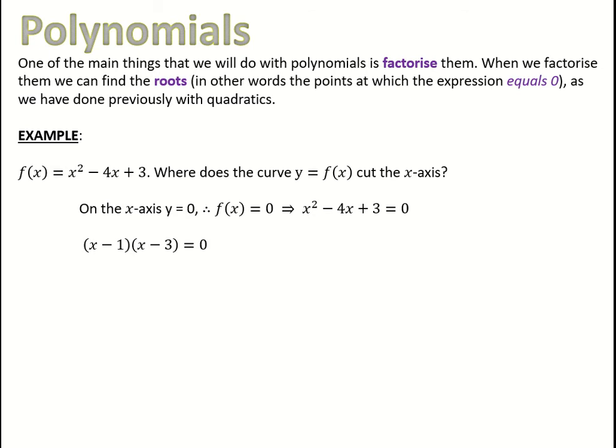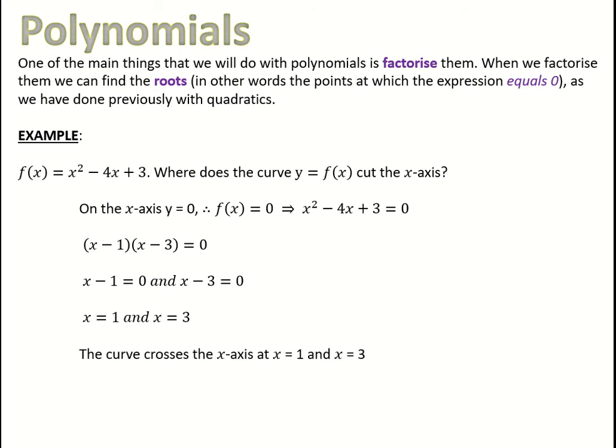Okay, so we split it into the 2 brackets, x minus 1 and x minus 3. And then we've got our 2 solutions there. X minus 1 either equals 0 or x minus 3 equals 0, in which case x equals 1 and x equals 3. Okay, we'll answer the question: the curve crosses the x-axis when x equals 1 and x equals 3.